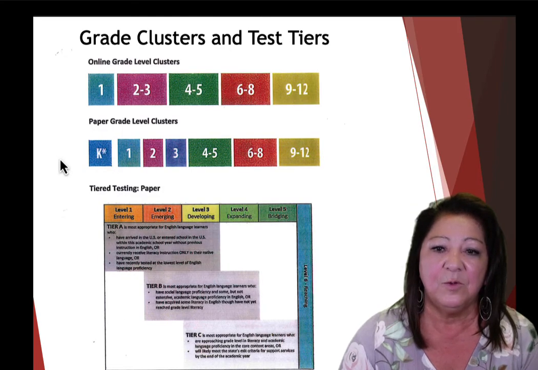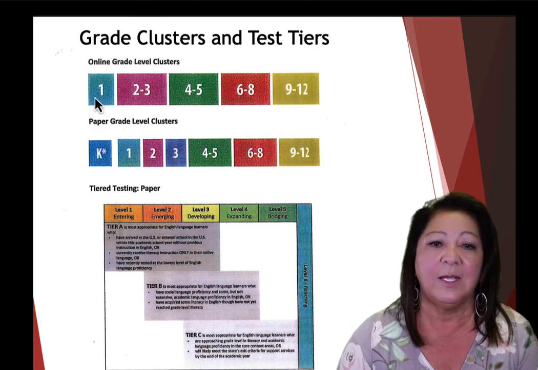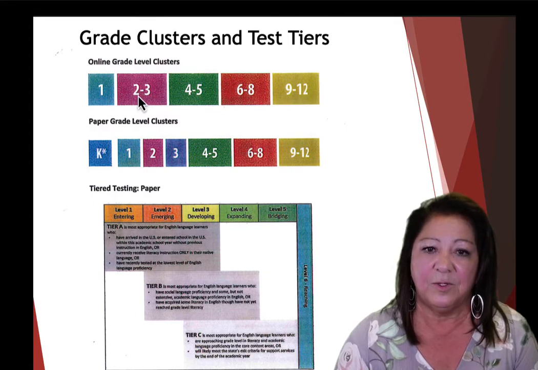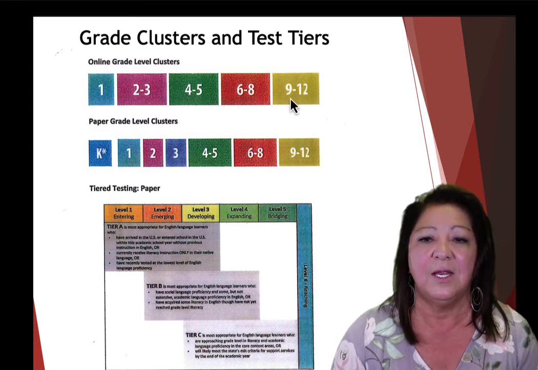For students from 1 through 12, we have grade clusters and test tiers that we use to test these students. If they begin in the fall as first grade, then we test them in kindergarten because they have not completed all of their first year. So we will start with them in the fall, and then in the spring, if they do arrive here, we can give them a test at the first grade level, and so forth. We go with second and third grade together, and then fourth and fifth, 6 through 8, and 9 through 12.